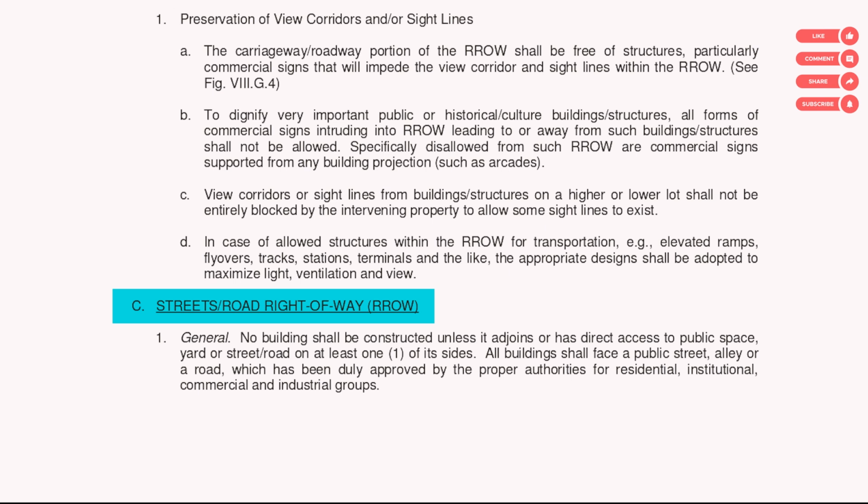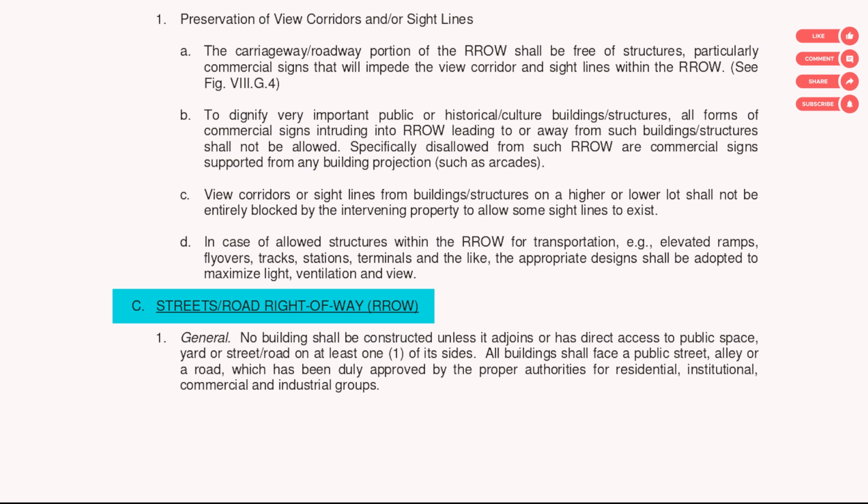Okay, let's move on to the next topic, road right of way. Okay, road right of way. Let's start with the most basic, important concept here. Pag sinabing road right of way, kasama dito yung carriageway and the sidewalks.